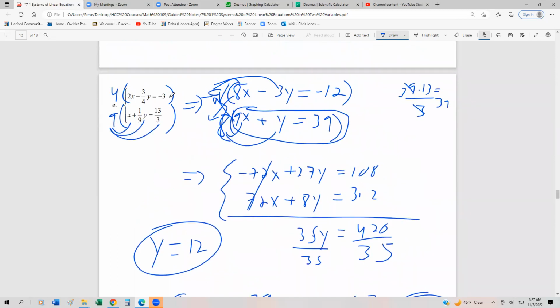All right, so again, if we have any sort of fractions, what we need to do is clear those out by multiplying by a common denominator individually. Not the common denominator of all the fractions, just the common denominator of all fractions in equation 1, and the common denominator of all fractions in equation 2.